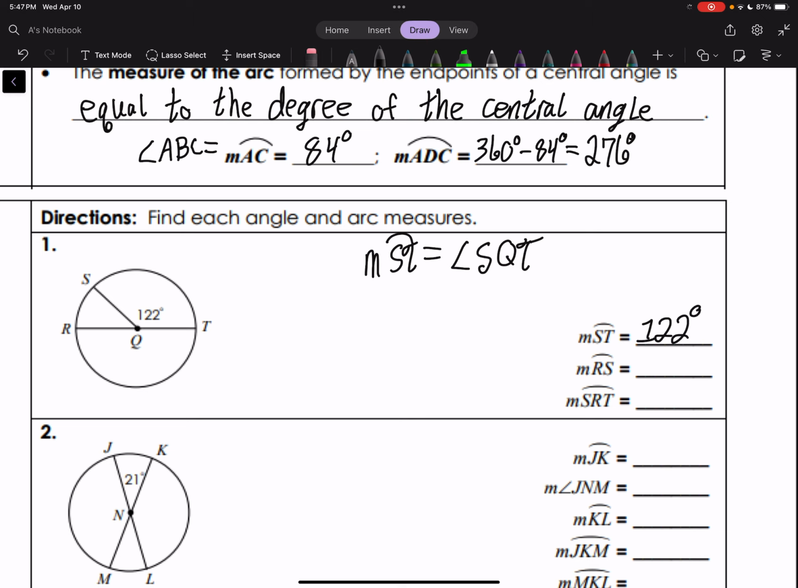The measure of arc RS is equal to, alright, we don't know what the angle SQR is, which is going to be my reference for this. And some of you may jump ahead and say you can figure this out quite quickly, and you are correct. You can figure this out quickly, but I'm not going to be doing it that way.